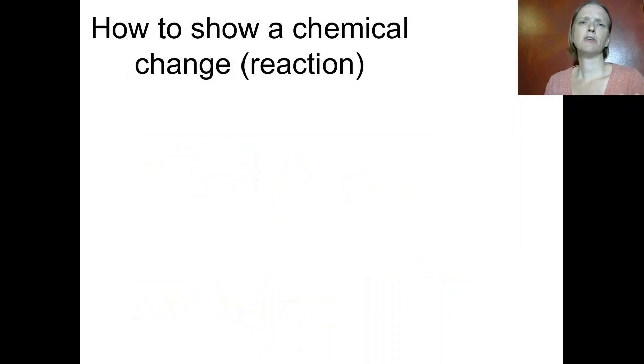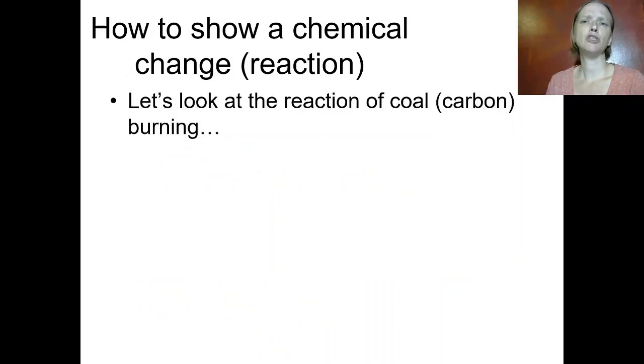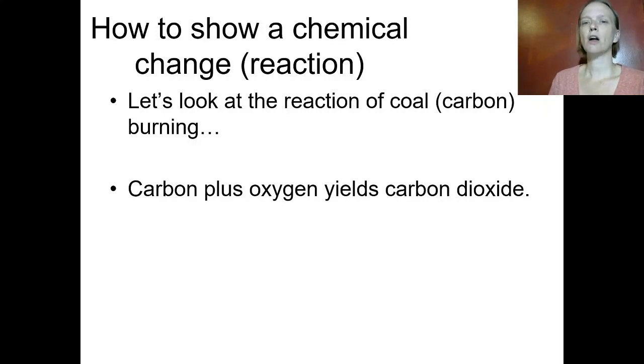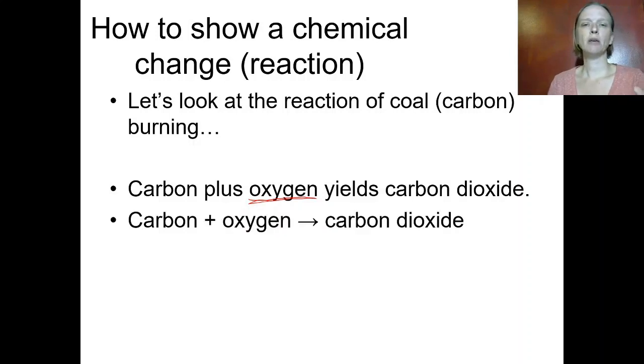So with these chemical changes, with these chemical reactions, how do we show them? Let's talk about burning coal. We already said that burning was a chemical reaction. So we've got carbon, and when you burn a substance, that's a reaction with oxygen. In this case, our product is going to be carbon dioxide. So we have carbon plus oxygen. Carbon is reacting with oxygen to form carbon dioxide.